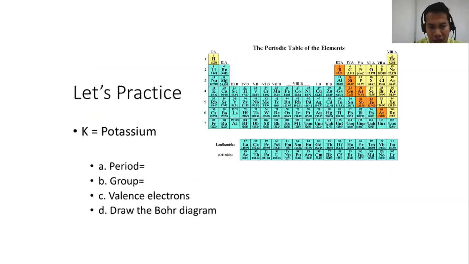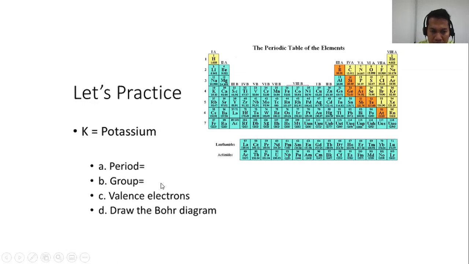Now, let's practice. I will take this one first, okay? So potassium, this time we're going to determine period, group, valence electron, and Bohr diagram. So help me out. First, let's determine period. What is period again? Horizontal, right? So potassium is here, K, potassium. So right here is, what's this number again? That's the period. Okay, so period 4, group 1.